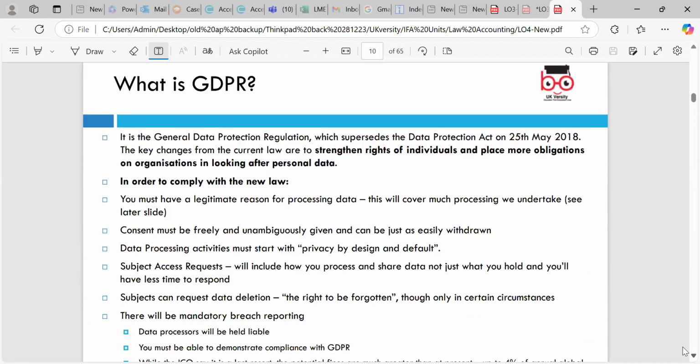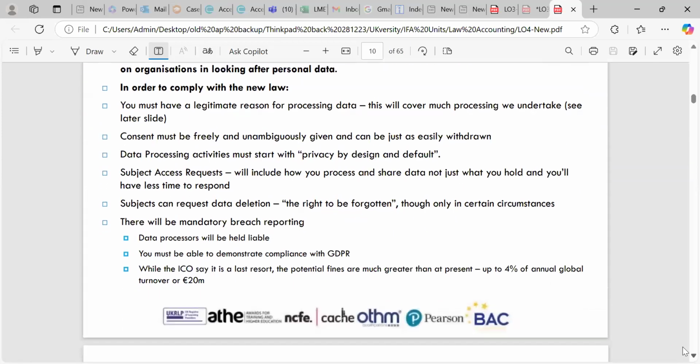So what is the GDPR? We said earlier it is the General Data Protection Regulation, which came into effect on 25th May 2018, and before that it was under the European Union. And now, of course, we are looking at the Data Privacy Act as well. It strengthens the rights of the individual and places obligations. In order to comply, you must have a legitimate reason for processing the data. You can't move the data outside the UK without the consent of the ICO. If you want to become a member of IFA, you have to apply for an ICO certificate, and data processing activity must be started with privacy by design and default. Subject access requests, of course, as we mentioned earlier, are mandatory.